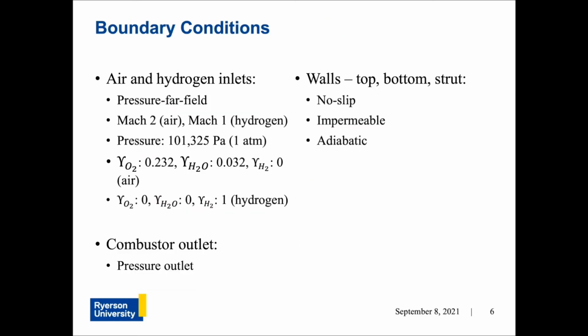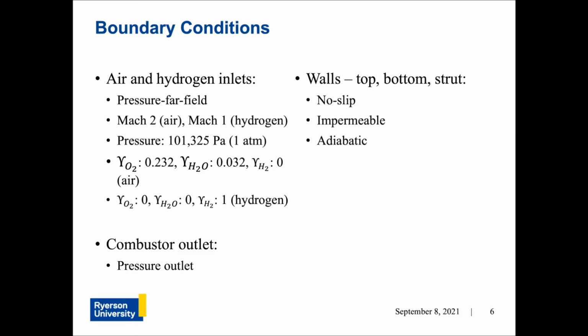The boundary conditions used are that of Weidmann's original experiment, where both air and hydrogen inlets are at atmospheric pressure, with air entering the combustor at Mach 2 and 340 Kelvin, and hydrogen at Mach 1 and 250 Kelvin. The mass fraction of air is 0.232 oxygen, 0.032 hydrogen, where the remainder, 0.736 nitrogen fraction, is inert, therefore not influencing the species' interactions.